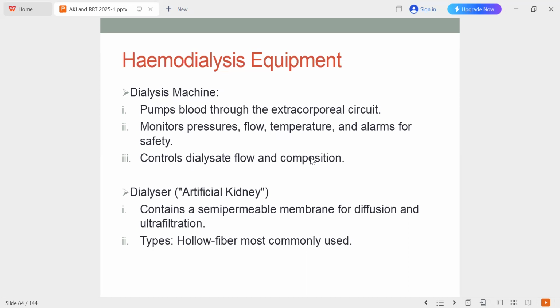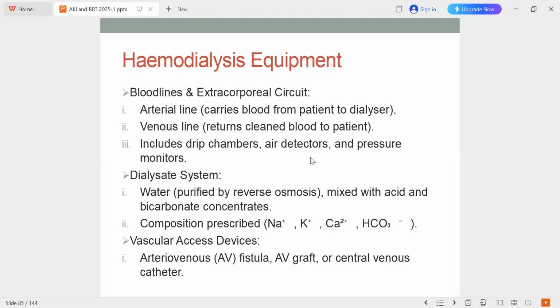The second equipment is the dialyzer itself, which is the artificial kidney. Most are made of hollow fiber, and they contain a semi-permeable membrane for diffusion and ultrafiltration, like we mentioned before. The other equipment for hemodialysis is the blood lines and the extracorporeal circuit. We have the arterial line, which carries blood from the patient to the dialyzer, and the venous line, which returns clean blood to the patient.